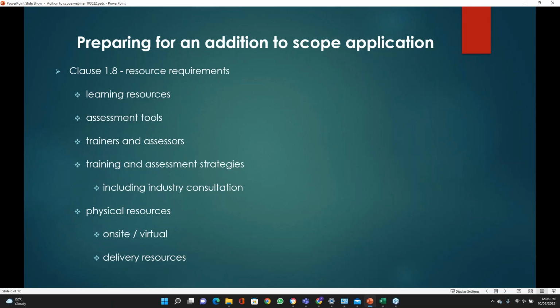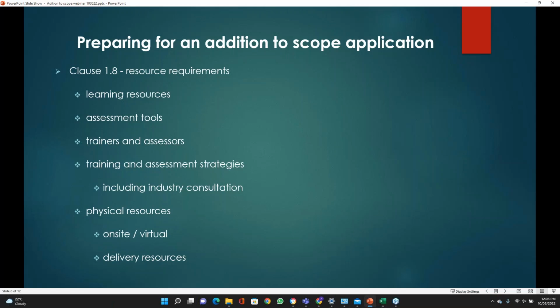So often RTOs forget that their suite of assessment tools must include RPL tools. And it's really easy to forget about your RPL tools, especially if you are delivering something which very few people actually apply for RPL for. However, if you don't have your RPL tools ready, it means that you don't have your resources ready. And therefore, it means that you're not ready to apply for your addition to scope.